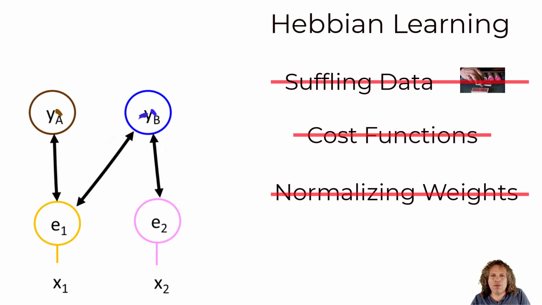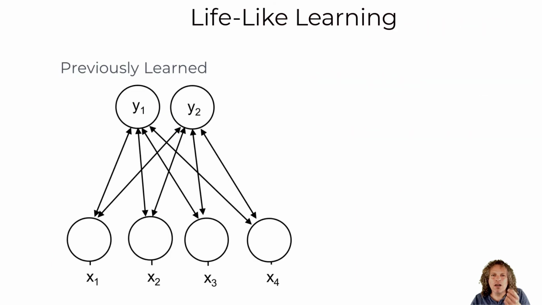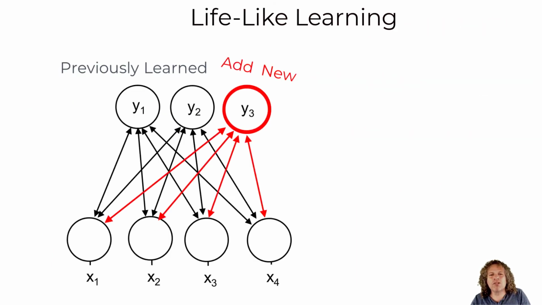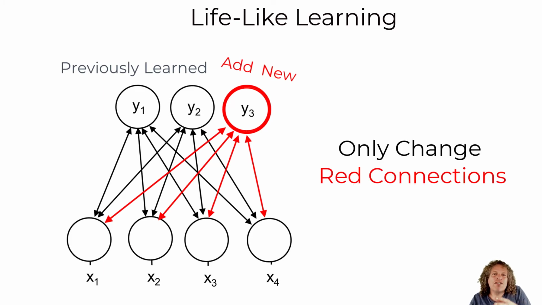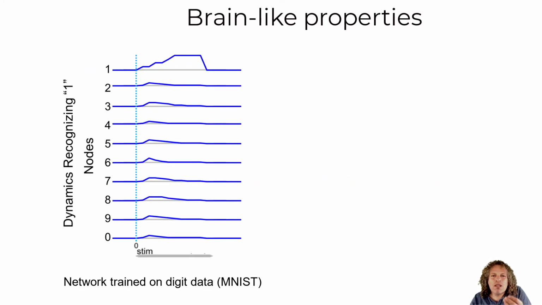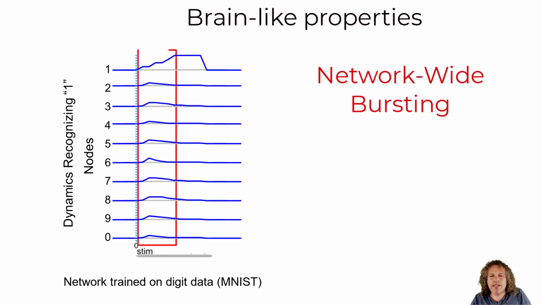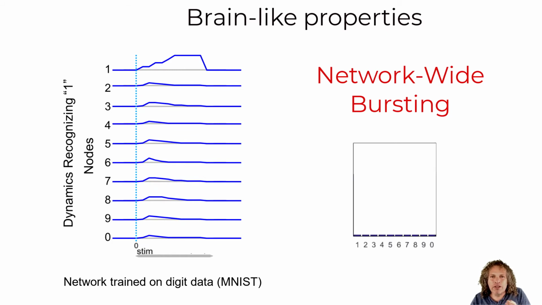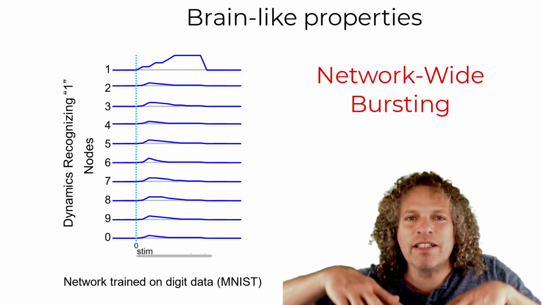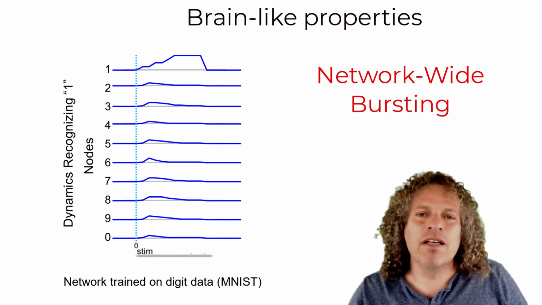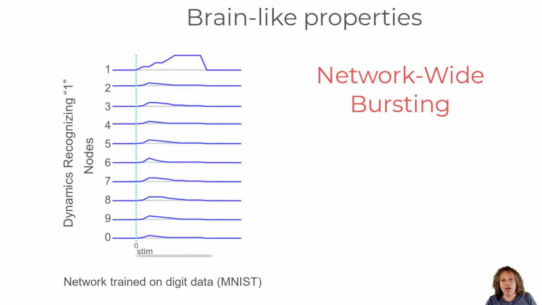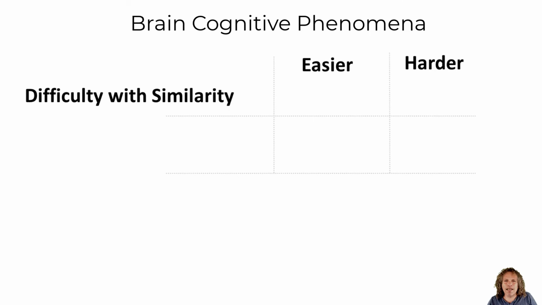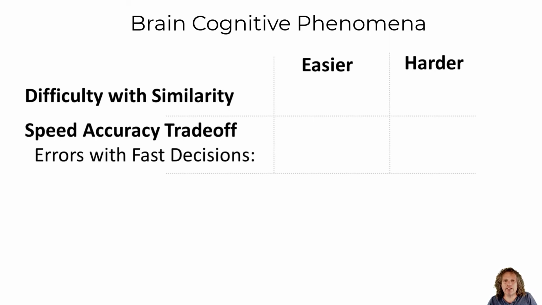Moreover, unlike McCulloch-Pitts based artificial neural networks, with regulatory feedback it's possible to learn or add new information without changing unrelated weights. With this configuration, you can also see new brain-like phenomena like network-wide bursting. This occurs when you record neurons or brain regions and present a new input stimulus. You initially see a network-wide increase of activation that then calms down. Moreover, you also see brain phenomena like difficulty with similarity and speed accuracy trade-off without any additional design.